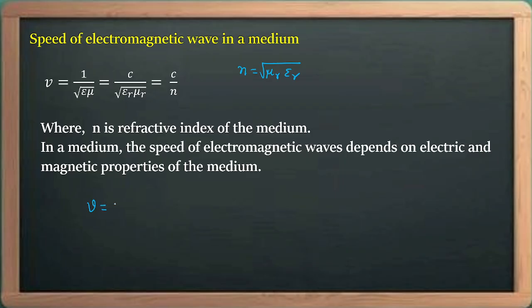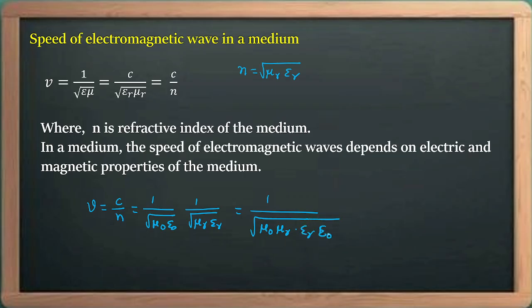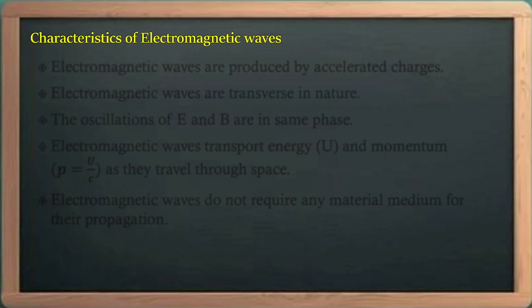Let me consider here V is equal to C by N, where C is 1 divided by square root of mu naught into epsilon naught, and N is square root of mu r into epsilon r. So 1 divided by square root of mu r into mu naught and epsilon r into epsilon naught. From that you'll get 1 divided by square root of mu into epsilon, because mu is equal to mu naught into mu r, and epsilon is equal to epsilon naught into epsilon r. That is one thing. Then we have characteristics.